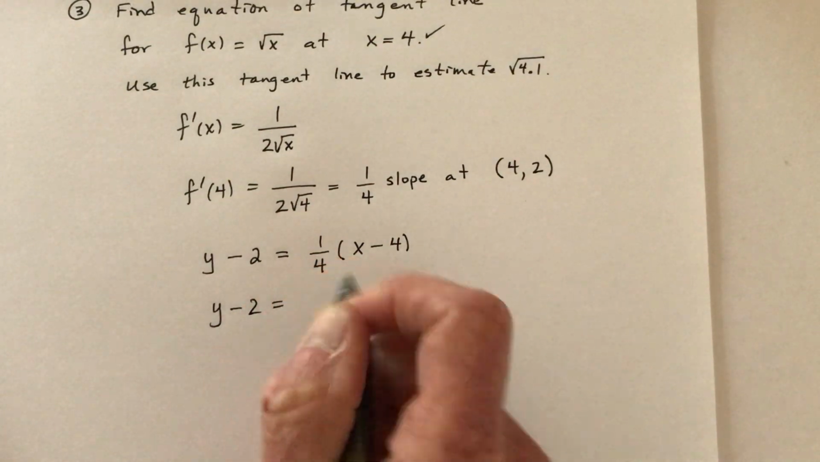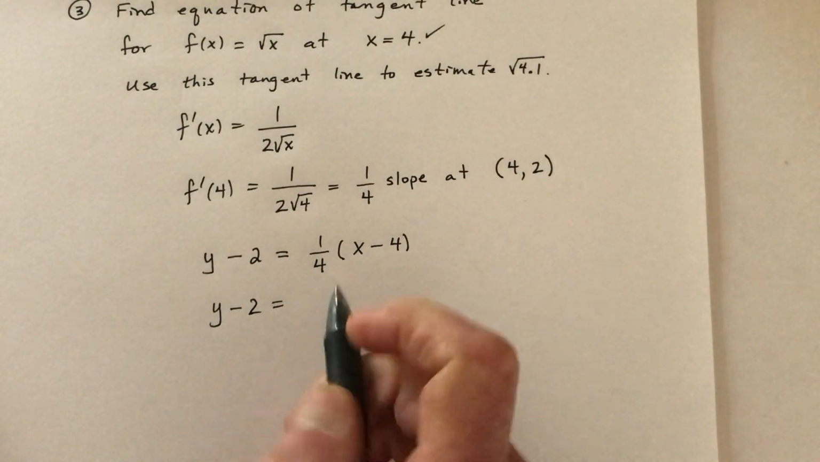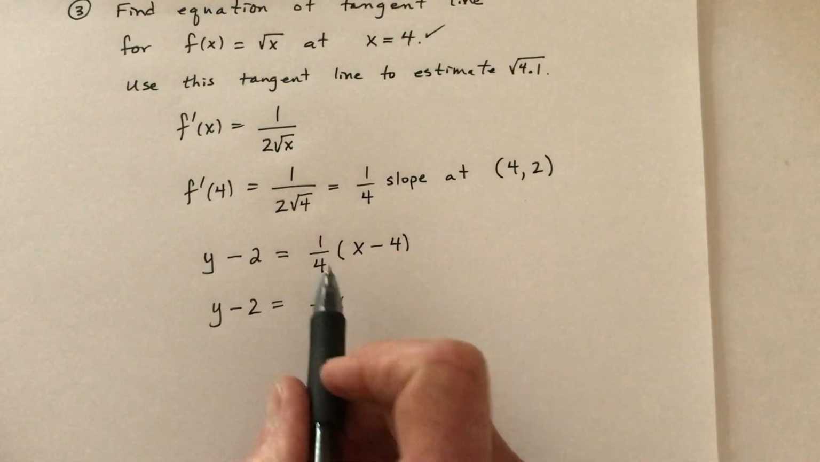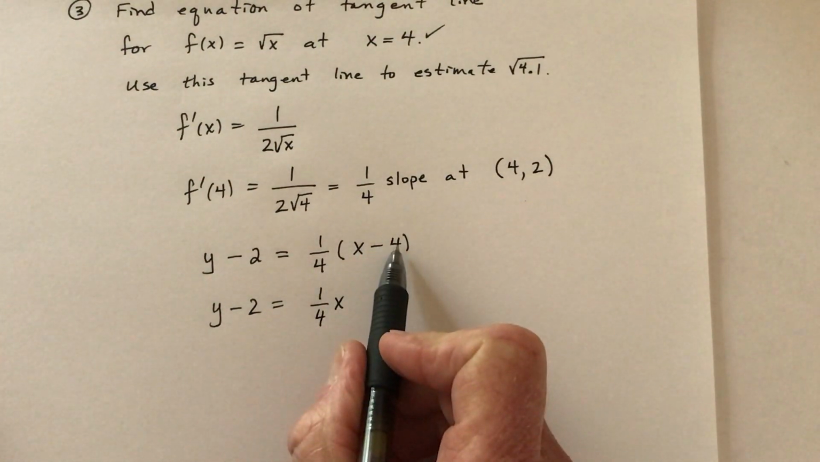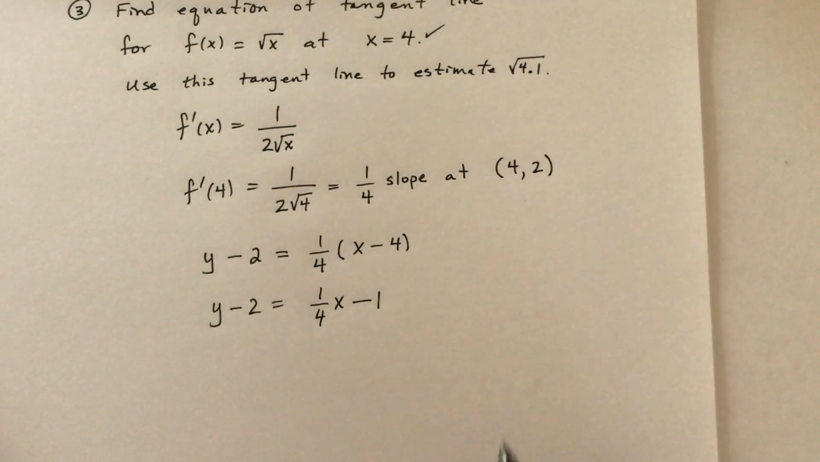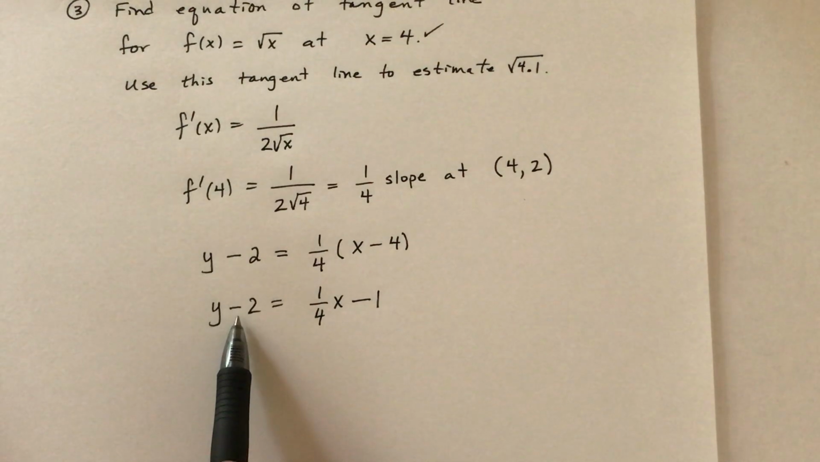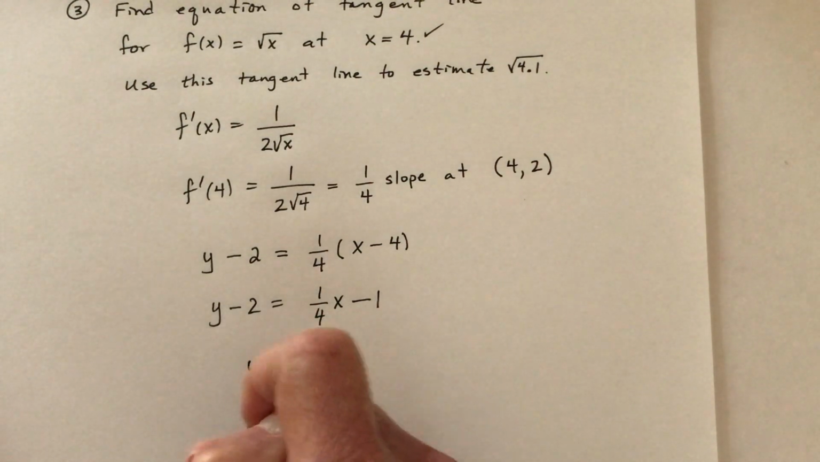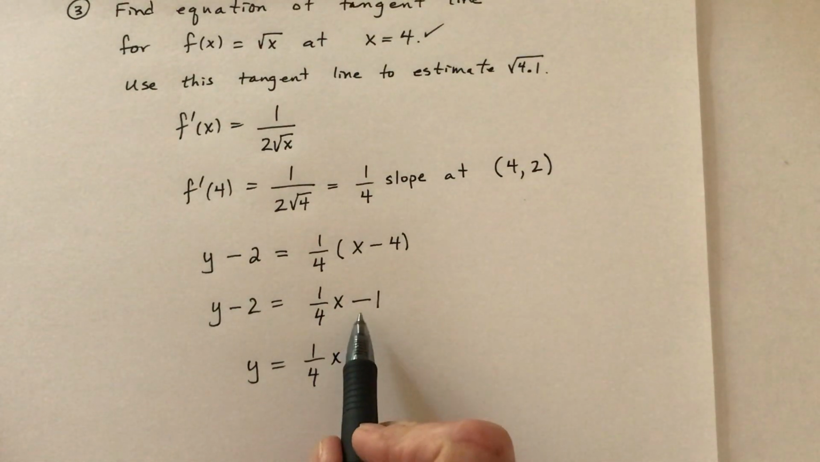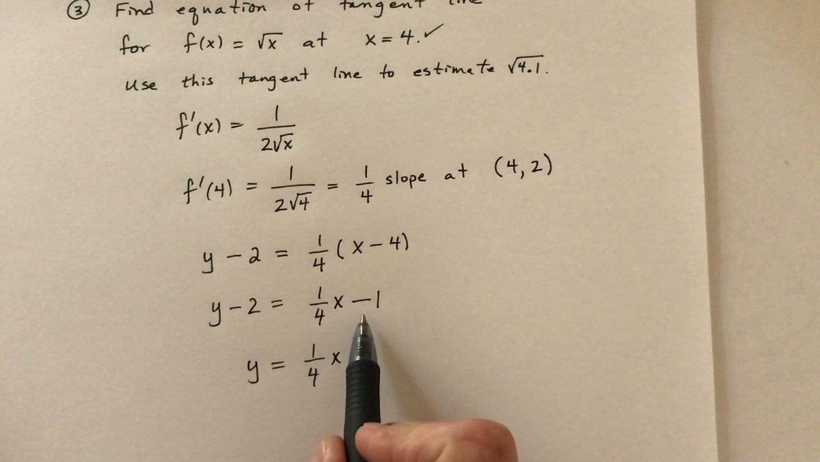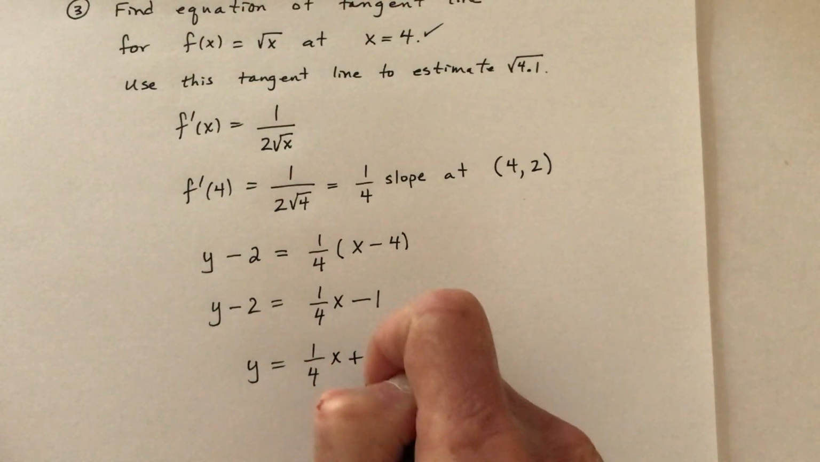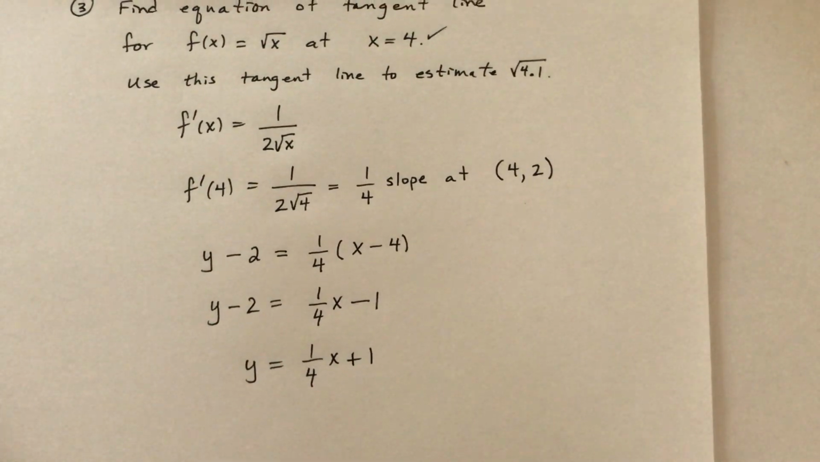And on the right side, go ahead and distribute this 1/4. So that will be 1/4 times x. And then 1/4 of 4 is 1, but because of this minus sign, it's going to be minus 1. And then last, add 2 to both sides. So it's going to be 1/4 x. And then if you add a 2, so positive 2 minus 1, 2 minus 1 is 1. So there's the equation of the line.